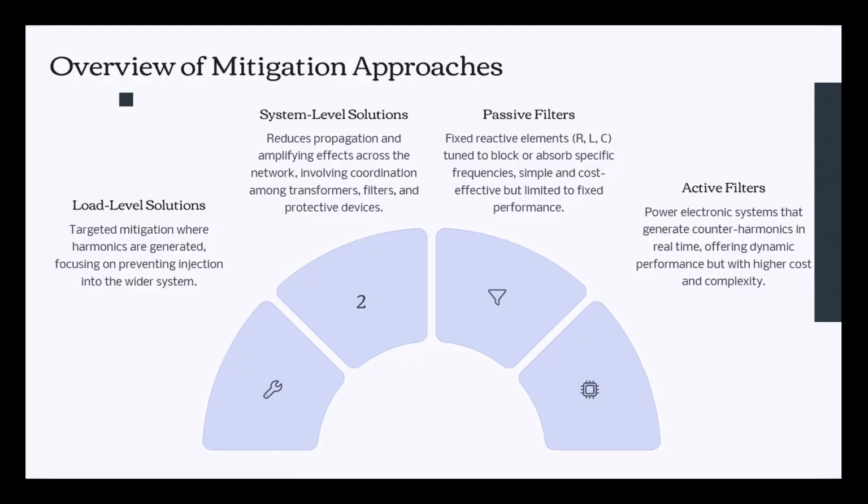On the other hand, we have active filters that normally use power electronics and digital signal processing, so they can detect and cancel harmonics dynamically in real time. These filters adapt to changing harmonic conditions and can handle a wider range of frequencies, but they are more complex and much more expensive. We can also have hybrid filters, a combination of passive and active filters, so we can balance the cost and the performance. The choice of the mitigation approach depends on harmonic source characteristics, cost, system complexity, and the performance requirements that we have.